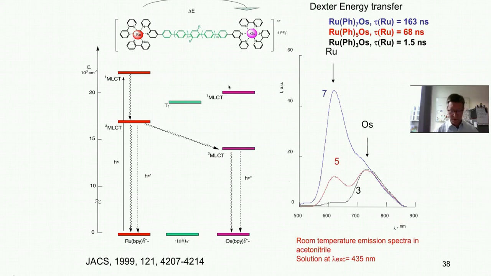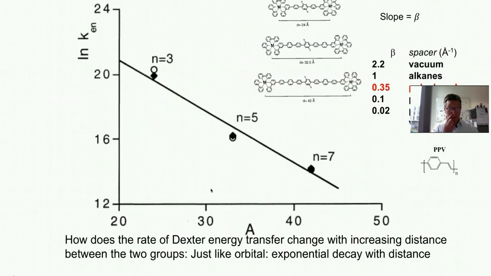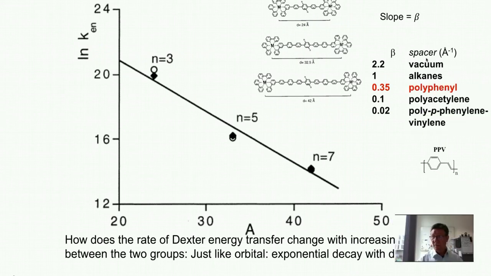And yeah, if we do that, then we can actually determine this beta factor. So if you take the natural logarithm of the rate and you plot it against the distance between the 2 chromophores, then the slope of this plot gives you the beta factor. So the beta factor tells you how the rate decreases if you increase the distance.